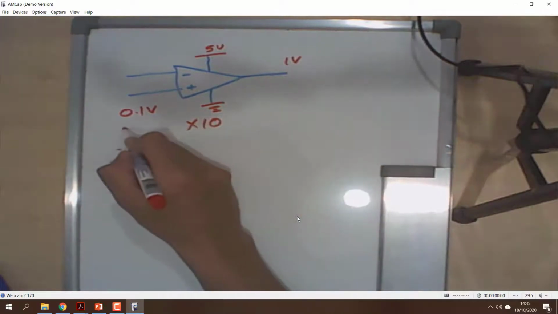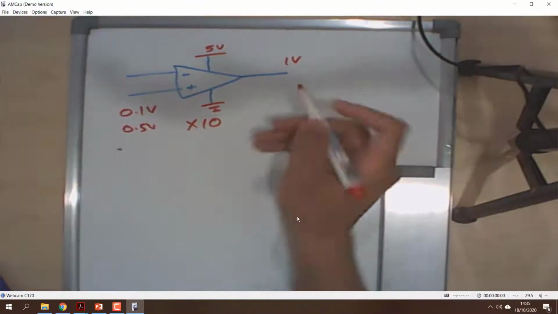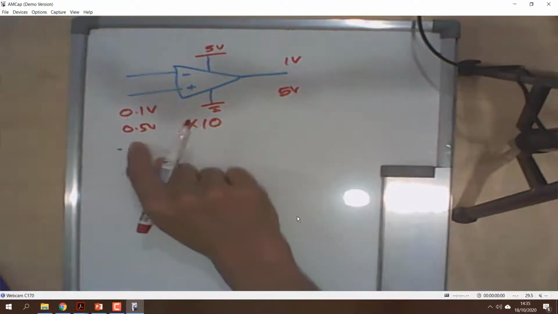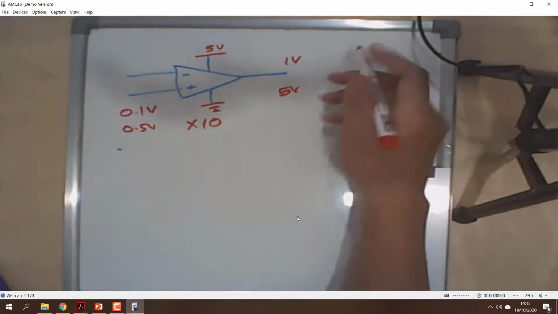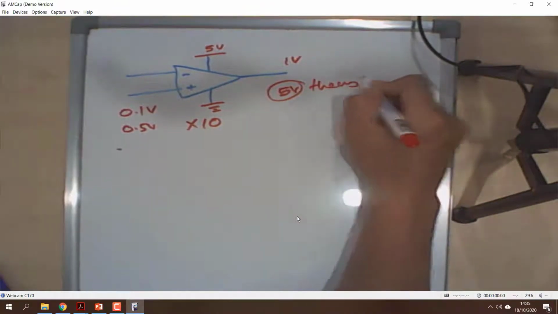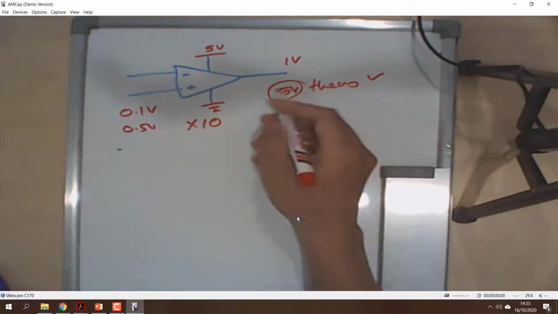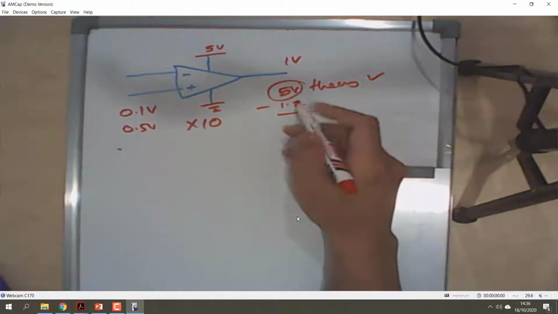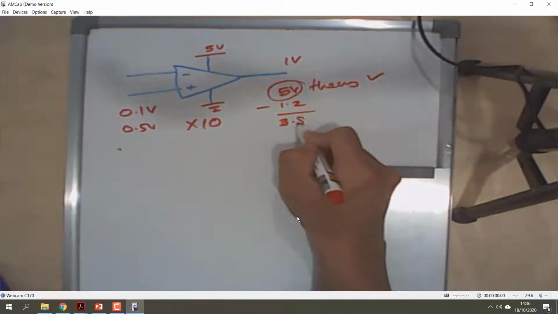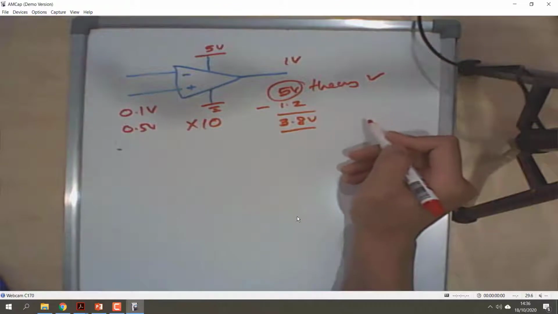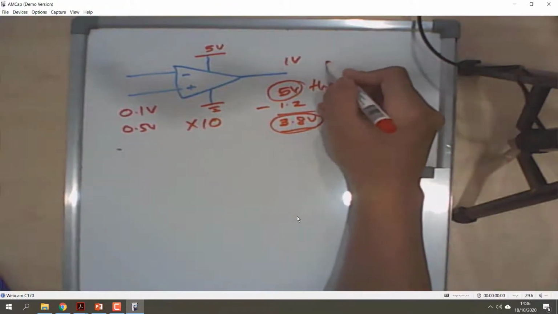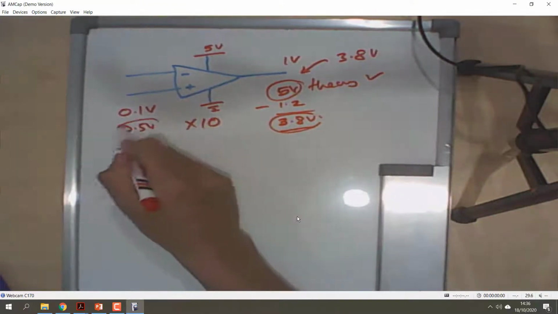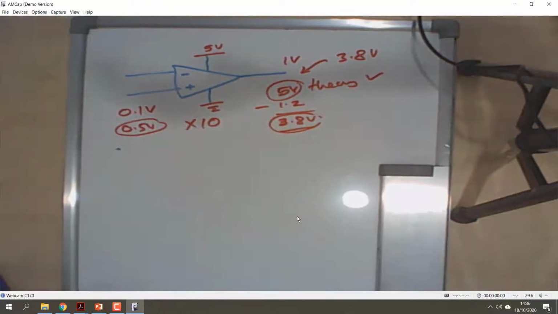And for 0.5 volt, what should you get? 5 volts, right? 0.5 times 10 equals 5 volts. In theory, yes, you can get it. But in practice, you need to subtract 1.2 here. So in this case you will get a maximum of 3.8 volts. When you measure this one, you will get a maximum of 3.8 volts for the input of 0.5. This is the concept.